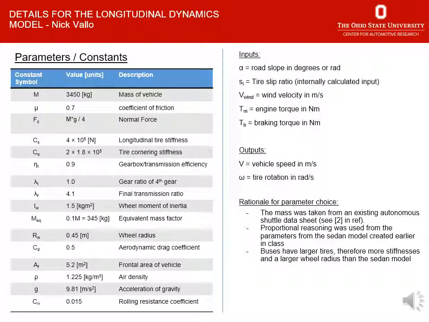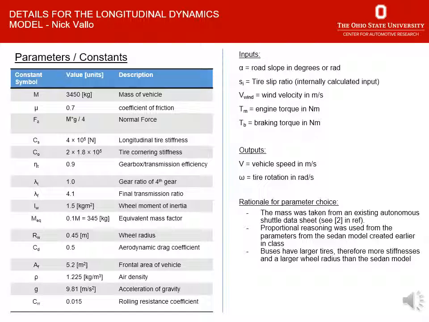When it came to longitudinal dynamics, we chose a mass of 3,450 kilograms, which we found from an existing data sheet found in reference number 2. We also used proportional reasoning for many of these new parameters. Compared to the earlier sedan model done on Homework 2, we changed the wheel moment of inertia to 1.5 kilogram meters squared, the wheel radius to 0.45 meters, aerodynamic drag to 0.45, and frontal area to 5.2 meters squared due to the increased size of the vehicle.